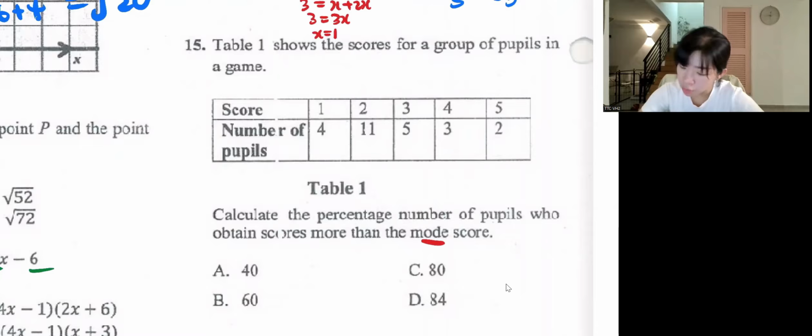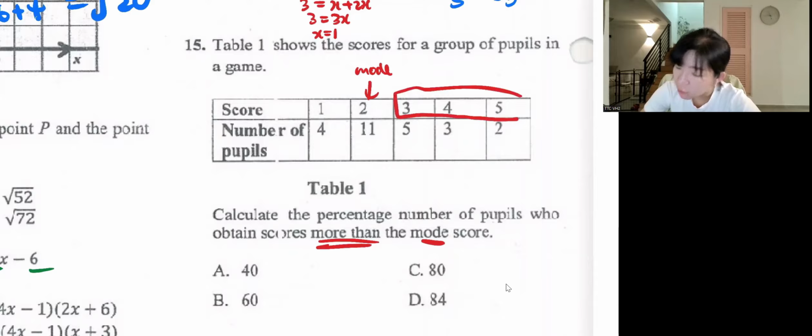2. Yes, because 2 has the most people. 11 people got score 2. Score 2 marks. Okay. So they ask the percentage of pupils who score more than the mode. So what is your answer? How many percent? So you know that 2 is the mode. I want more than the mode. Score more than the mode is people who score 3, 4, 5. How many people score 3, 4, 5?